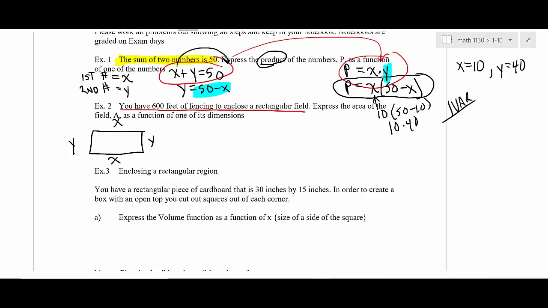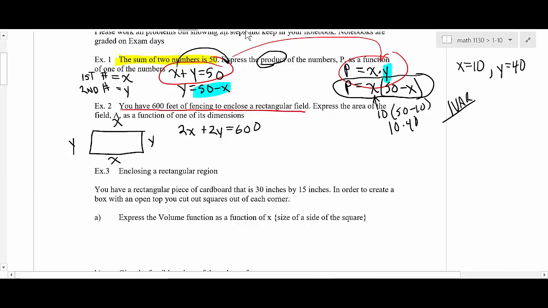2x plus 2y equals 600, right? Okay, because the total fence is like finding a perimeter. So you'd have x and x, y and y. So if you put that together, your first equation would be 2x plus 2y is equal to 600. Everybody with me there? That's what that statement says.